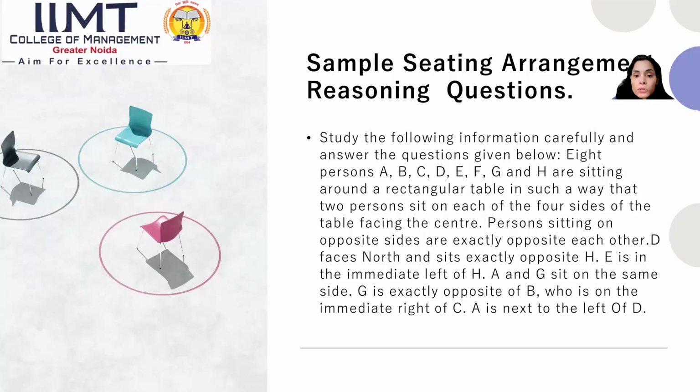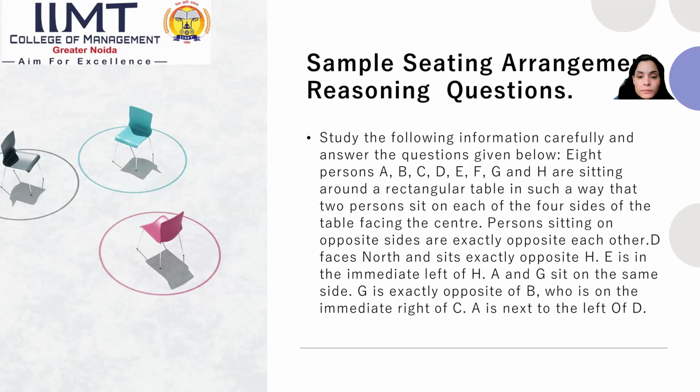Here we will solve one question that is related to seating arrangement. Let's read first. Study the following information carefully and answer the questions given below. 8 persons A, B, C, D, E, F, G, and H are sitting around a rectangular table in such a way that 2 persons sit on each of the 4 sides of the table facing the center. Persons sitting on opposite sides are exactly opposite each other. D faces north and sits exactly opposite H.